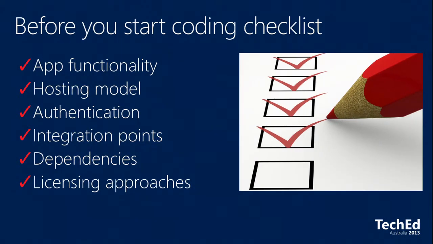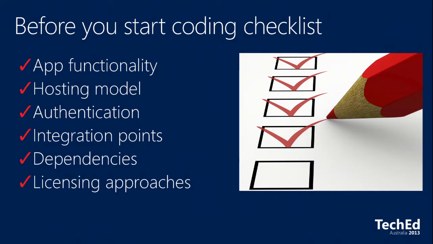So we put together a little checklist here from our playbook of things that you need to think about before you sit down and start coding. The first one is app functionality. Obviously, what do you want your app to do? But beyond that, can you actually do it? Making sure that the appropriate APIs are there to be able to talk back into SharePoint, talk into Office, and get you the information you need to do what your app needs to do.